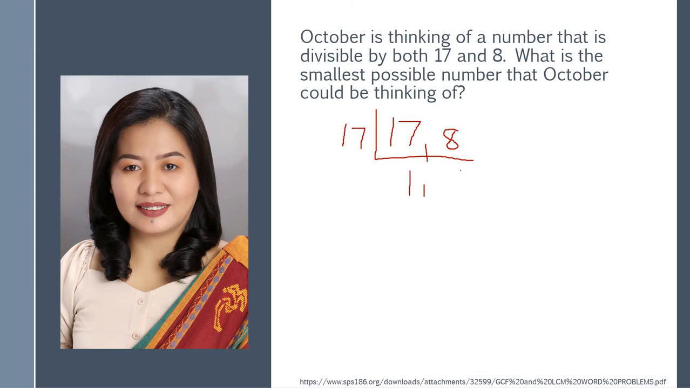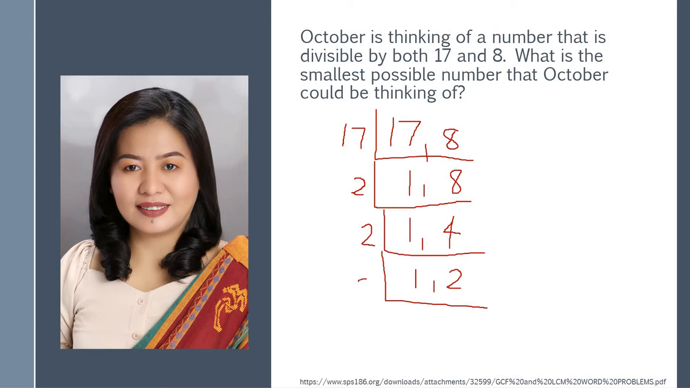17 and 8. We bring down 8 because we cannot divide 8 by 17. Since 17 is already 1, we just have to think of the prime factors of 8. So we bring down 1, and 8 divided by 2 is 4. And 4 can still be divided by 2. So we bring down 1, and 4 divided by 2 is 2. And we still have a 2 there, so we divide it by 2. So we bring down 1, and 2 divided by 2 is 1.